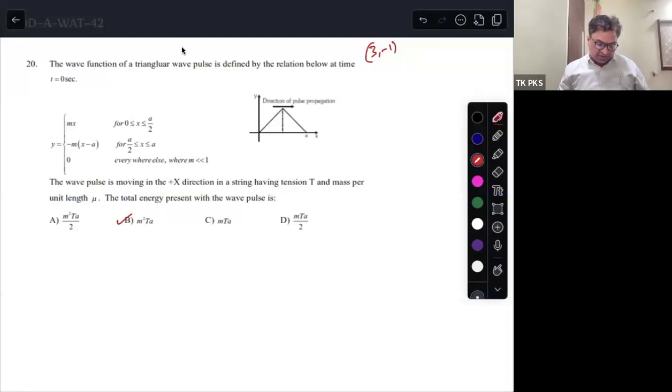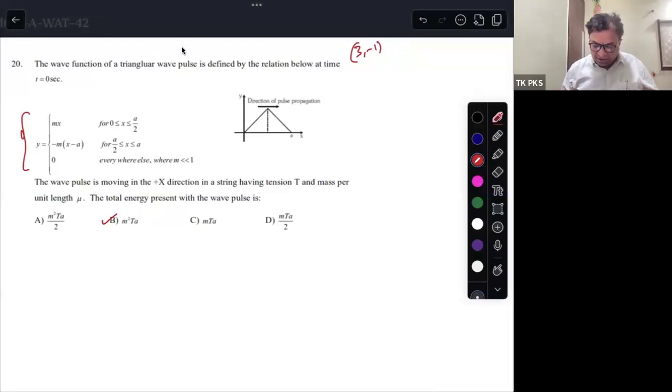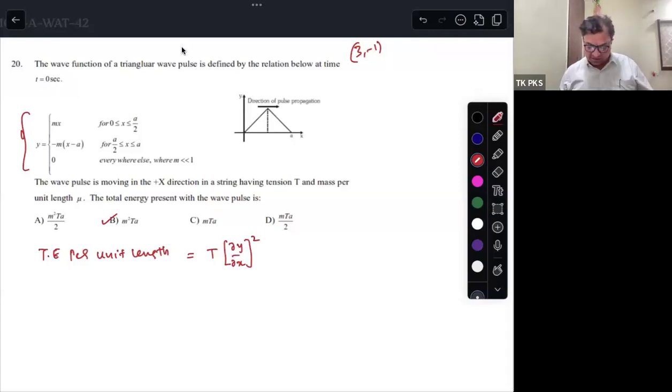You have some wave function. They have defined the function over here. It is propagating in the positive x direction. T is the tension. M is the mass per unit length. See, you already know total energy per unit length. What is the total energy per unit length? This is simply T (∂y/∂x)². If it is KE, or PE, half of that.